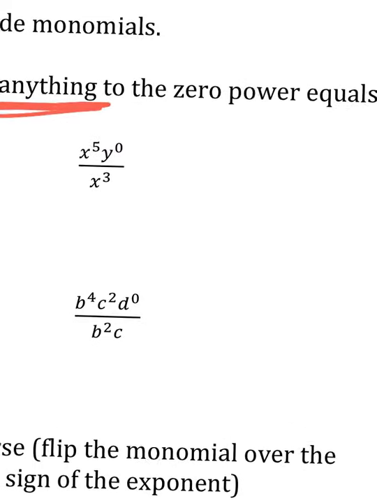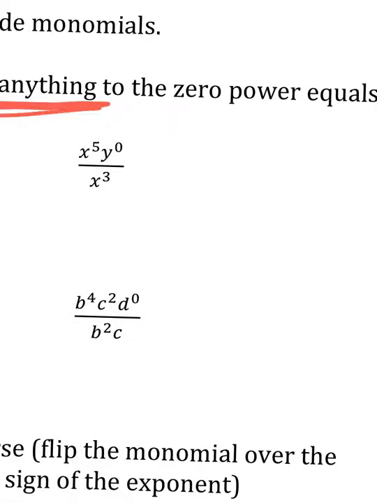Okay, well that one was pretty easy, but this one gets a little bit trickier. We have x to the 5th, y to the 0 over x to the 3rd. Right away we know that y to the 0 is going to be 1. So this simplifies to just x to the 5th. We could put in the times 1 over x to the 3rd. I'm just going to erase that times 1 because we don't really need it.